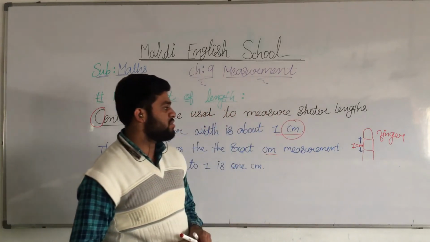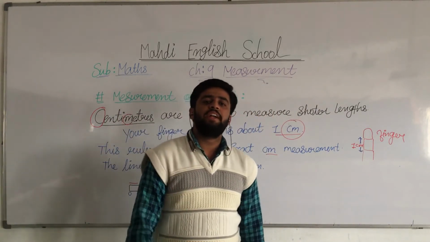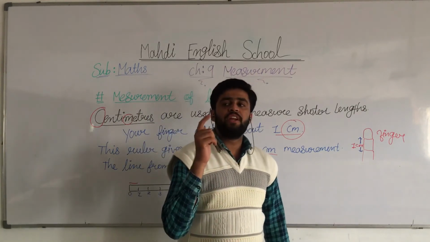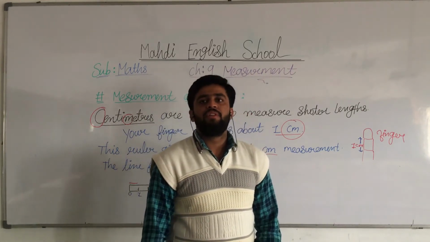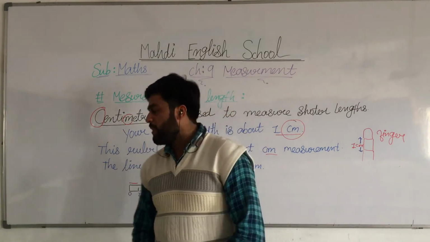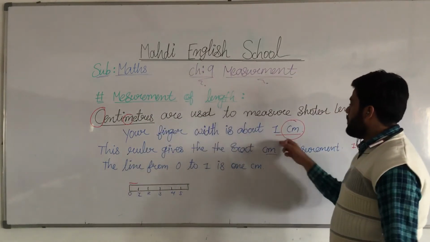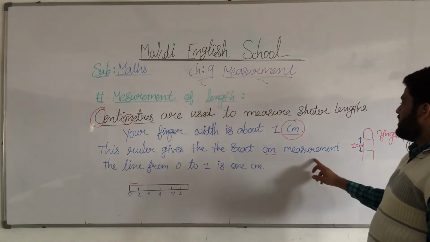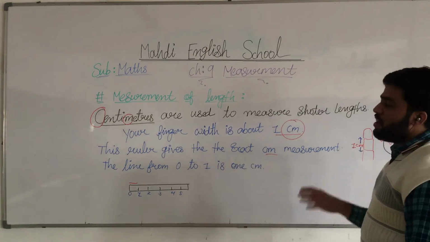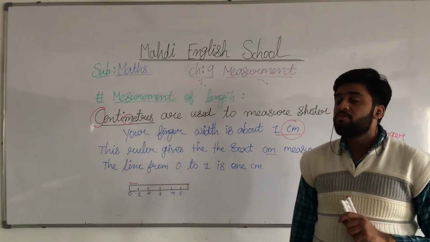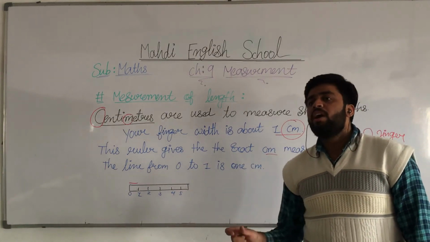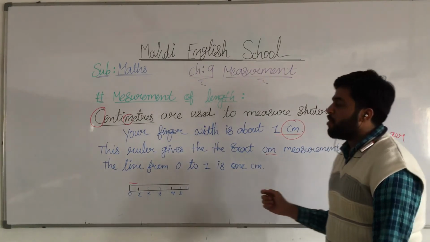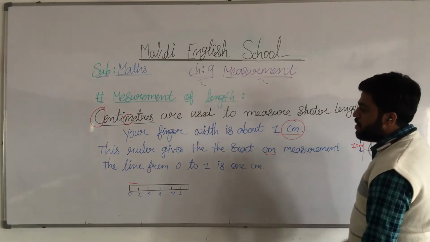But my dear students, this is 1 centimeter. It is called 1 centimeter. It is the width of the finger. Okay, the width of the finger. But my dear students, it's about 1 centimeter. The ruler gives the exact centimeter. What does it mean that a ruler gives it? Because a ruler has specific numbers, and by the numbers we properly measure any things, any objects.